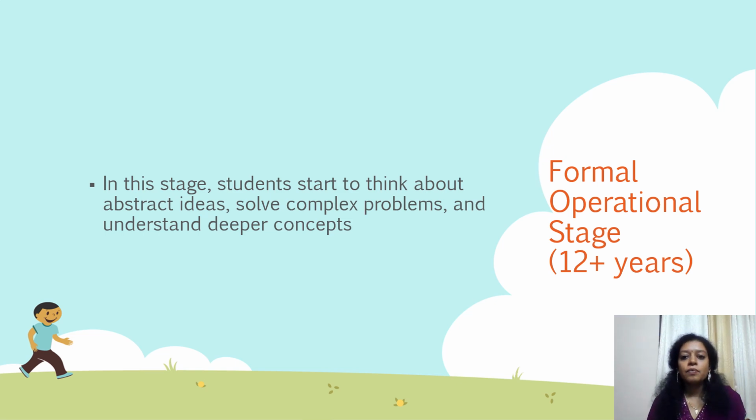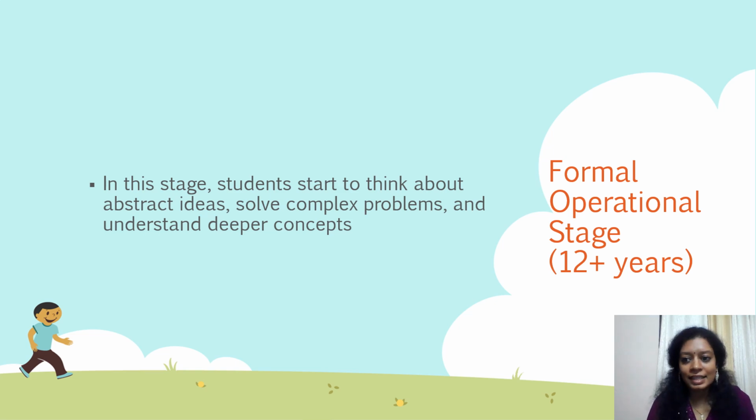Let's say we are teaching about the concept of justice in social studies. At this stage, students can analyze different scenarios, debate viewpoints, and even create their own ideas of what justice means. This is also the stage where open-ended questions and discussion help them engage in higher order thinking. So that's the importance of the formal operational stage.